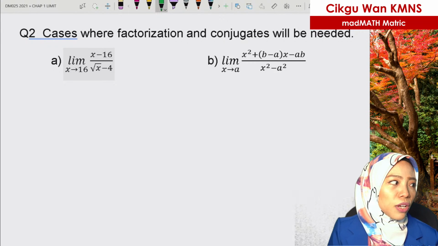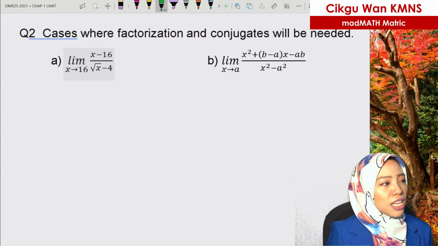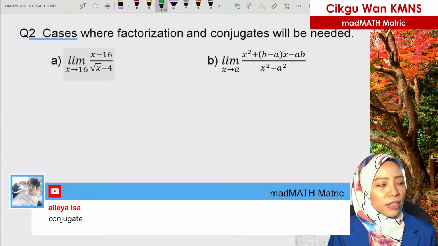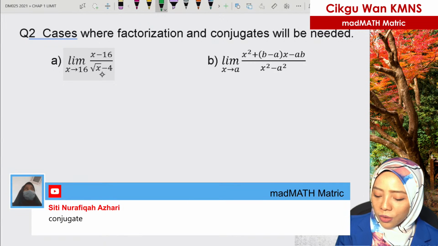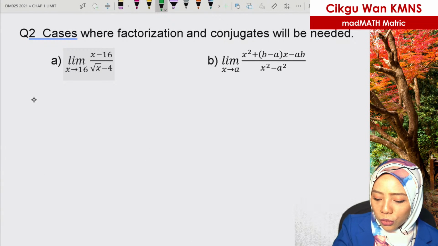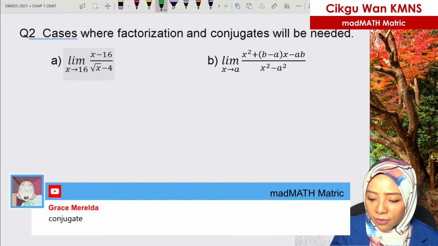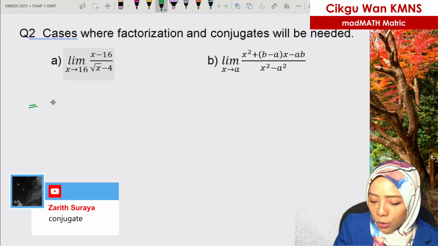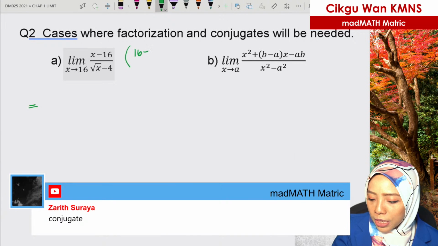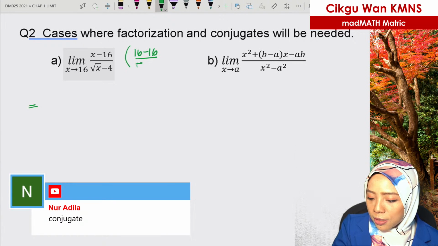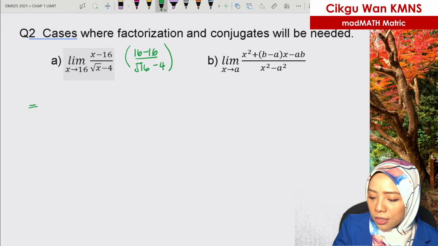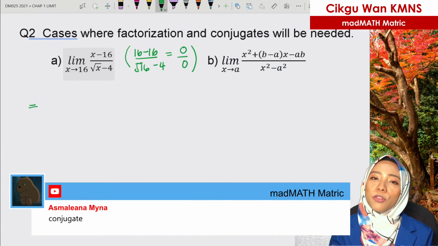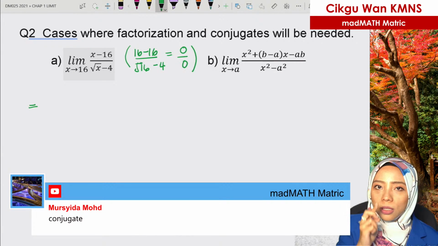Yes, conjugate. Very good. Yes, if we already substitute x, we cannot have limit. But first of all, before you conjugate, before you factorize, first what? Don't fall into the trap of the teacher's earlier question. You have to try first, whether you substitute 16: square root of 16 minus 4. This will give you what? 0 over 0. So it is indeterminate form. That's right. So you have to use conjugate.